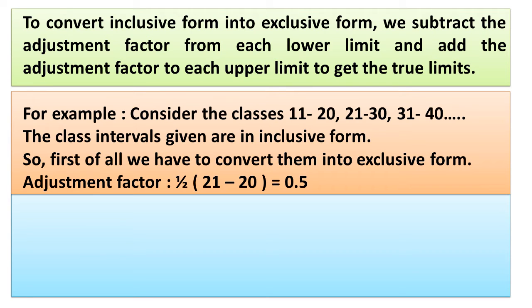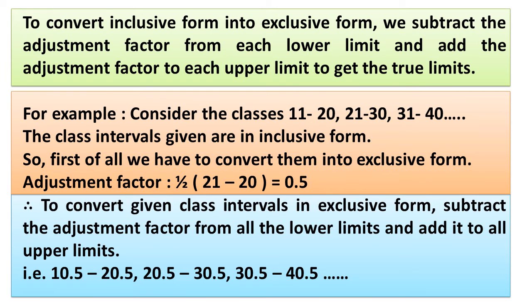For example, consider the classes 11 to 20, 21 to 30, 31 to 40. The class intervals given are in inclusive form. So first of all, we have to convert them into exclusive form. The adjustment factor will be equal to half of the difference between the upper limit of a class and the lower limit of the next class. In this example, it is half of 21 minus 20, which is equal to 0.5.